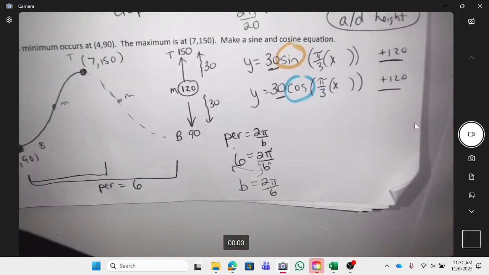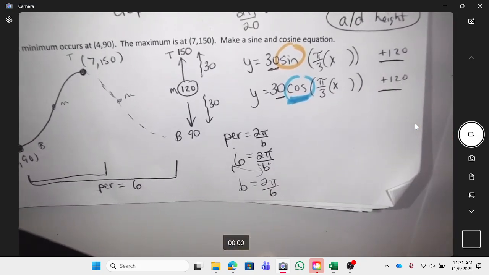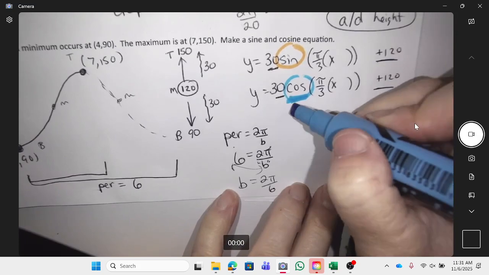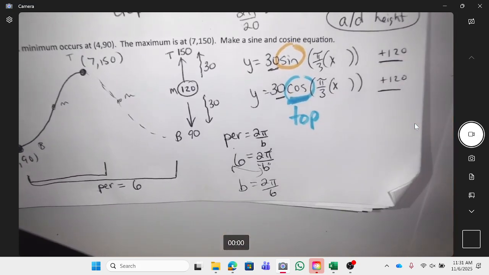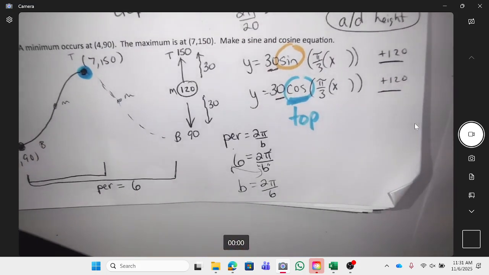So A, B, and D are all the exact same. So the only thing that's different is the C value. Okay, I'm going to go to cos because it's easier. How do you start a cos curve again? What's the normal place to start? You need to start on a top. Where does this graph start on a top? We can take that one.